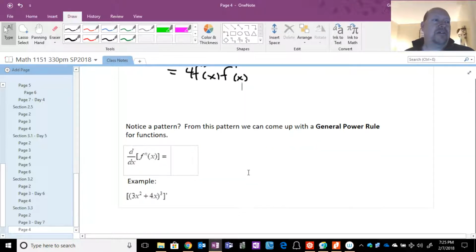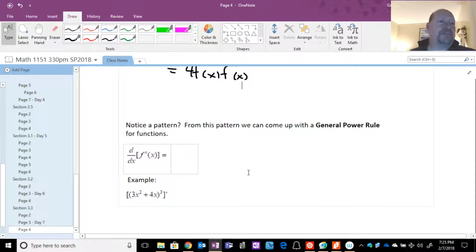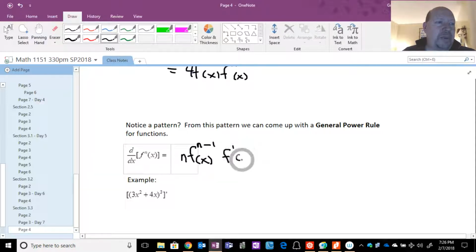So here's the general power rule whenever we want to raise a function to a power. If we're taking a function f and raising it to the nth power and taking the derivative of that, that's going to be n times f of x to the n minus 1 power, and then times f prime of x.